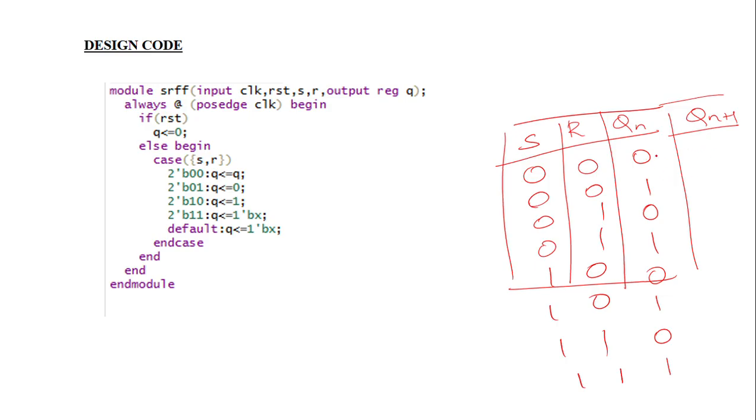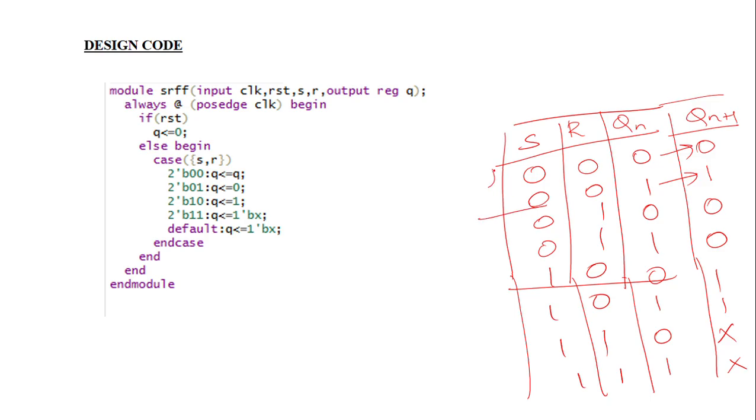So for this, what output are we getting? For no change, whatever the present state is passes directly to the next state. For the next one, it should be 0. For the next one, it should be 1. For the next, it will be invalid. So this is our SR flip-flop. You all know about this.